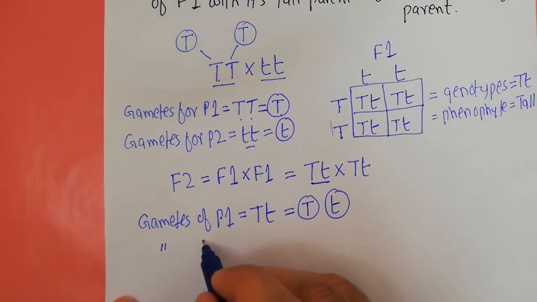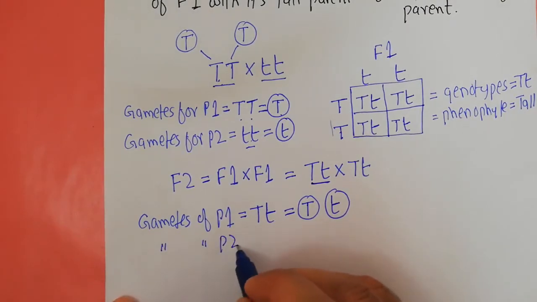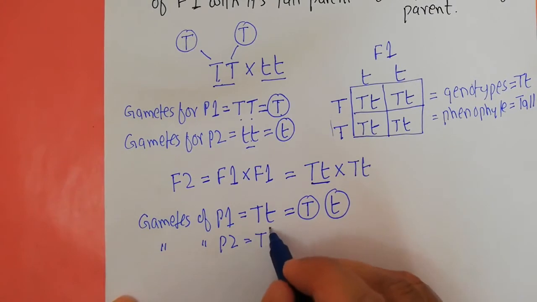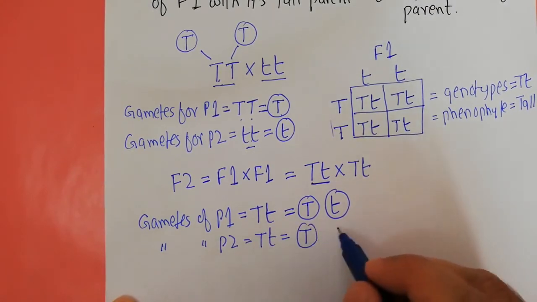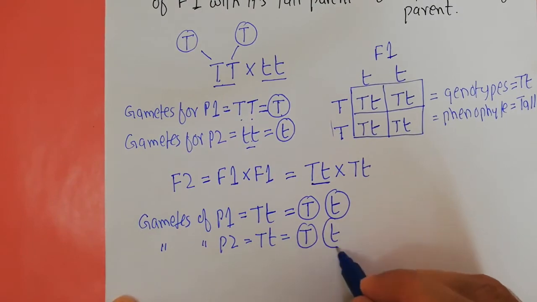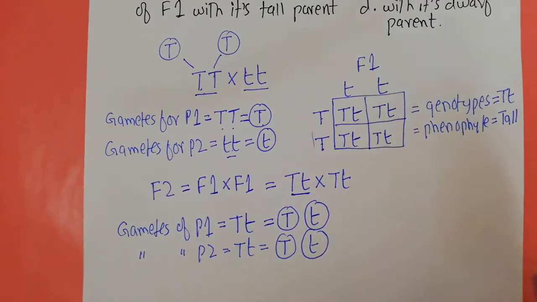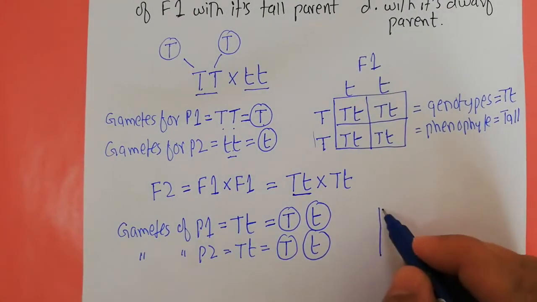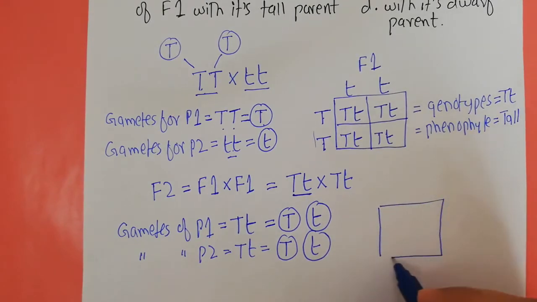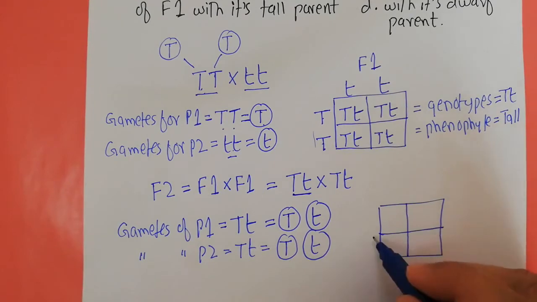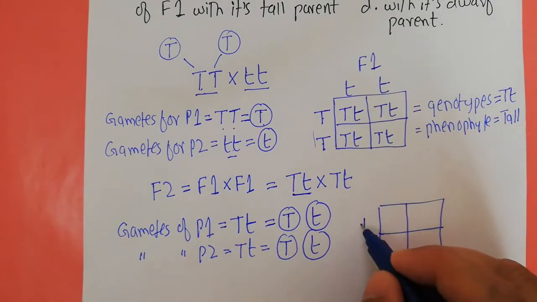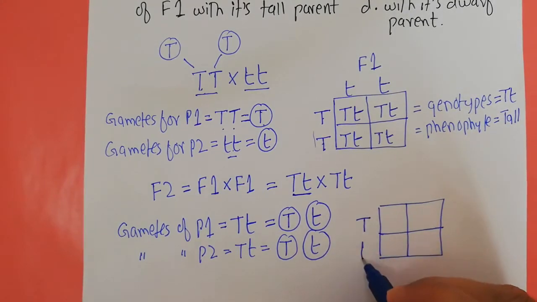If you talk about the gametes of parent number 2, same genotype, that means you will be getting the same gametes from this parent as well. Now if you are going to cross them, you have to make a Punnett square over here. This side of the Punnett square is showing you the gametes of one parent, the capital T and the small t.